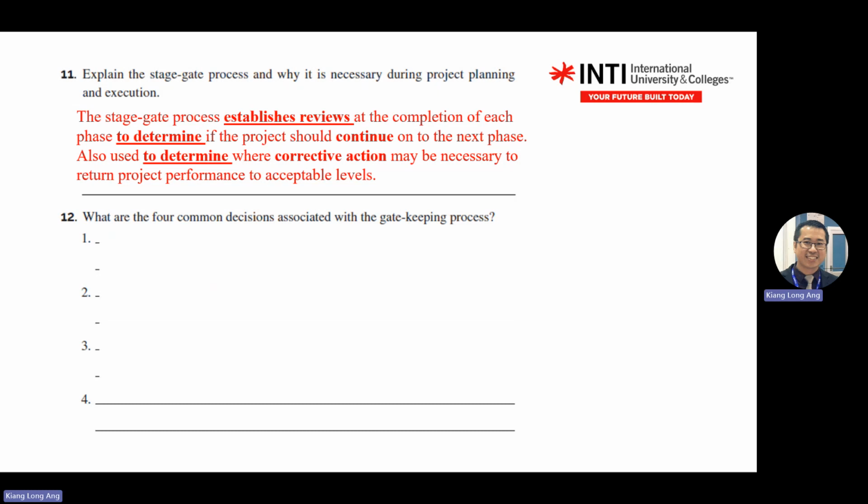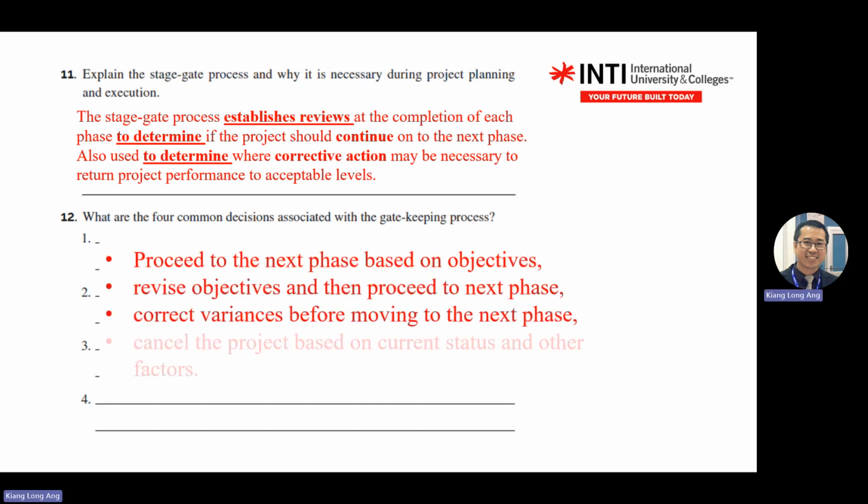4 common decisions. The four main ones. The sponsor makes one: proceed with no changes, proceed with changes, stop and wait for more information, and cancel.